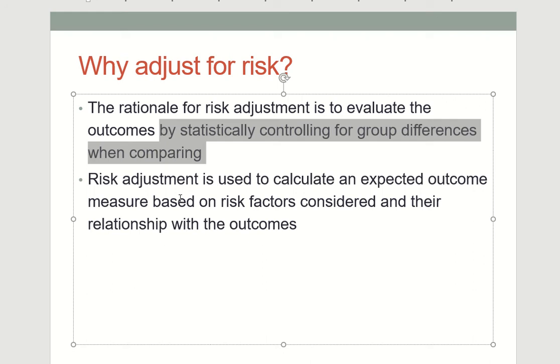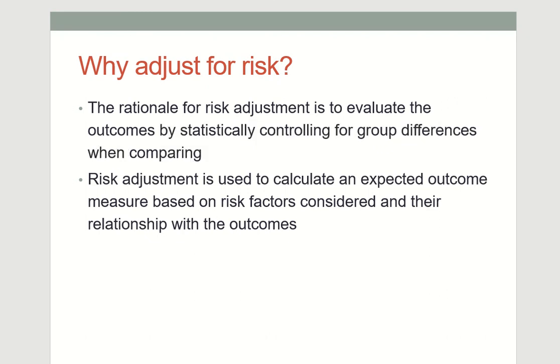This is it, as simple as this. You're running a multivariable model. You're adding these possible risk factors or covariates or confounders. You're putting them in the model, and just by doing so, you control for their presence. So risk adjustment is used to calculate an unexpected outcome measure based on the risk factor considered and the relationship with the outcome.